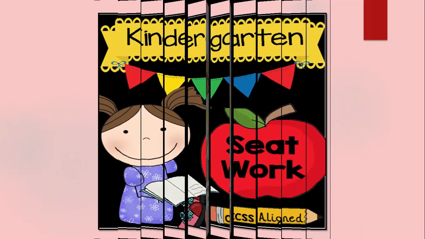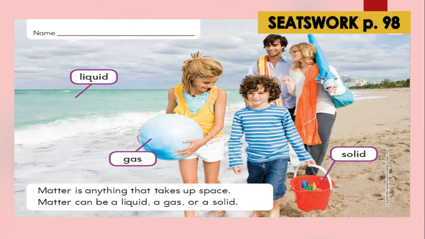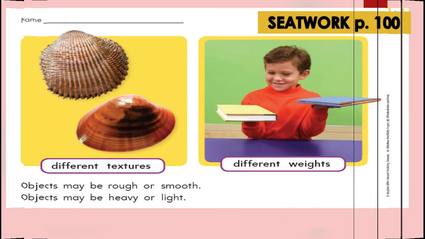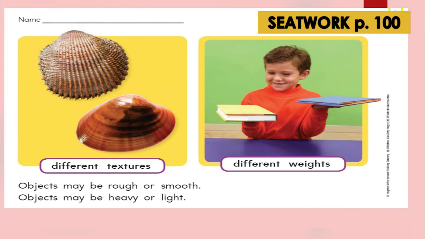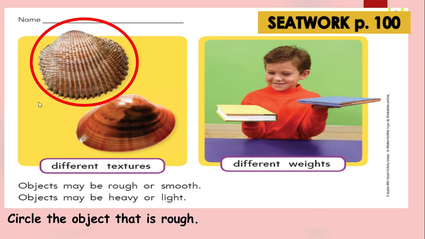Next, let us have a seat work on page 98. You're going to draw an X on the liquid. Next, seat work page 100. Circle the object that is rough. And rough is one of the textures. That is the rough thing.